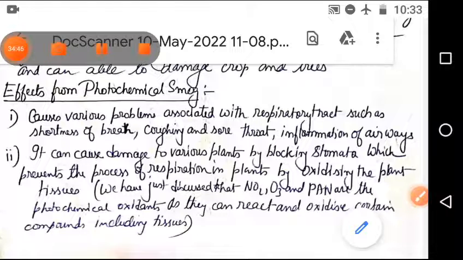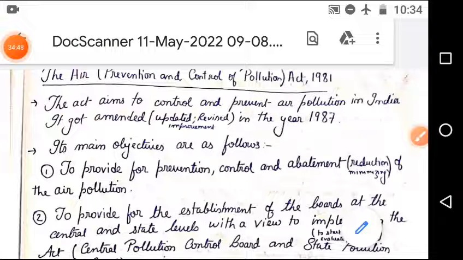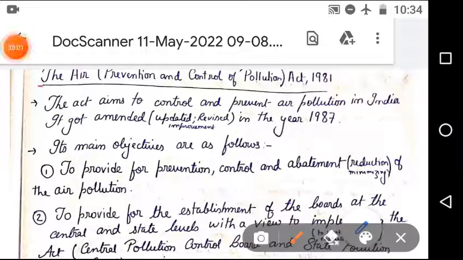Well, this is the law which has been set up by the Indian government to minimize the effect of air pollution, and it is called the Air Prevention and Control of Pollution Act. It was enacted in 1981. That means it came into force in 1981.